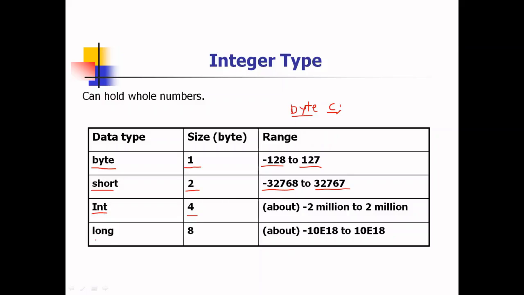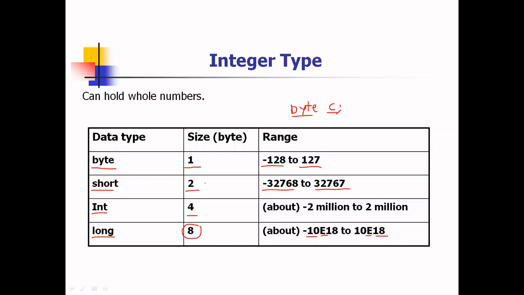Whereas in case of long type, whenever you want to store a very large integer number, you can use the data type long, which takes 8 bytes, and the values which you can store are approximately -10 to the power 18 to +10 to the power 18. So these are different subtypes of type integer with different sizes. Okay, that's it about integer.